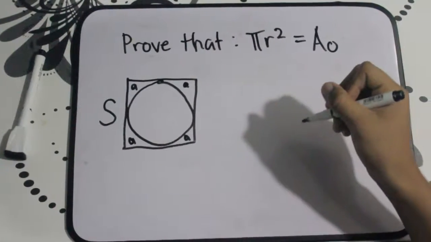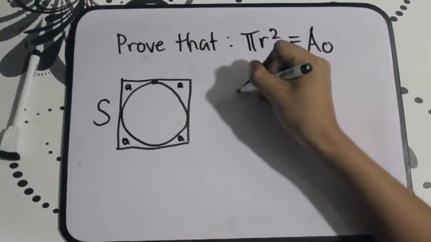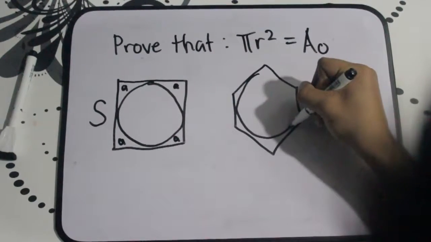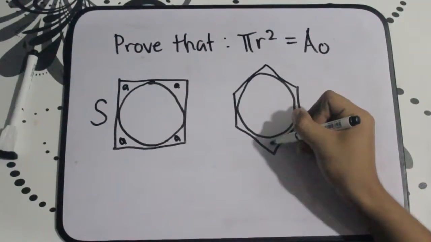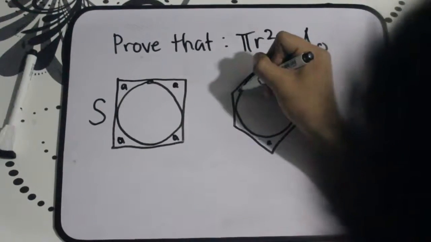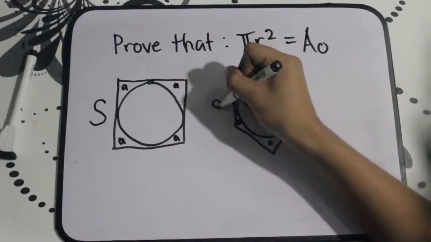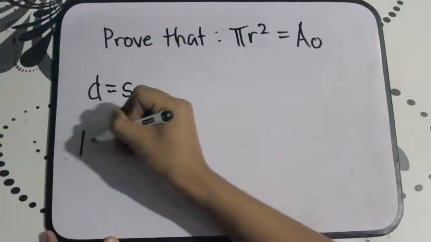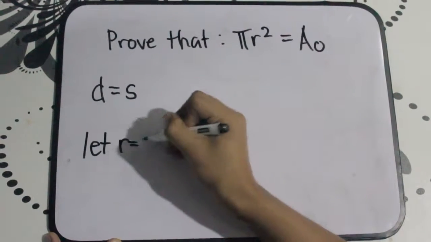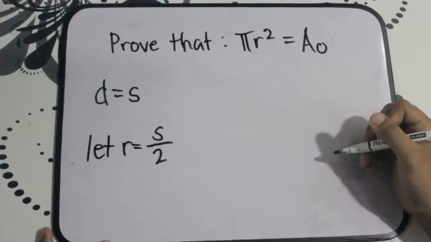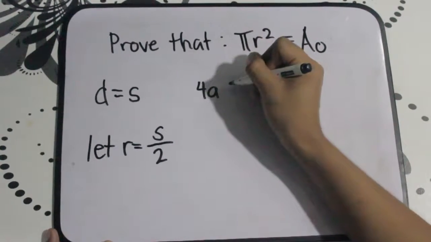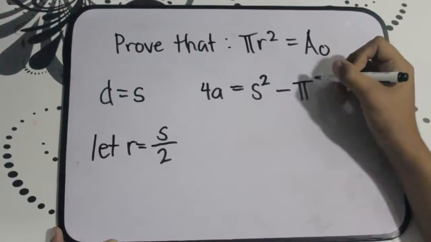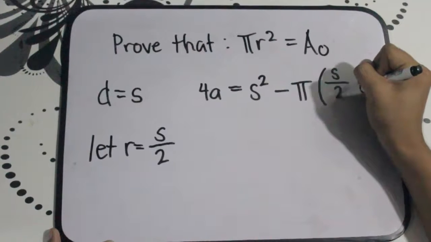And then the other one, we're going to draw a hexagon. We're going to do the same thing. We're going to label the triangles as A's and the side as S. Okay, so let the diameter be S, and then the radius be S over 2. And using the first diagram as the basis, let 4A be equal to S squared minus pi times S over 2, which is the radius quantity squared.